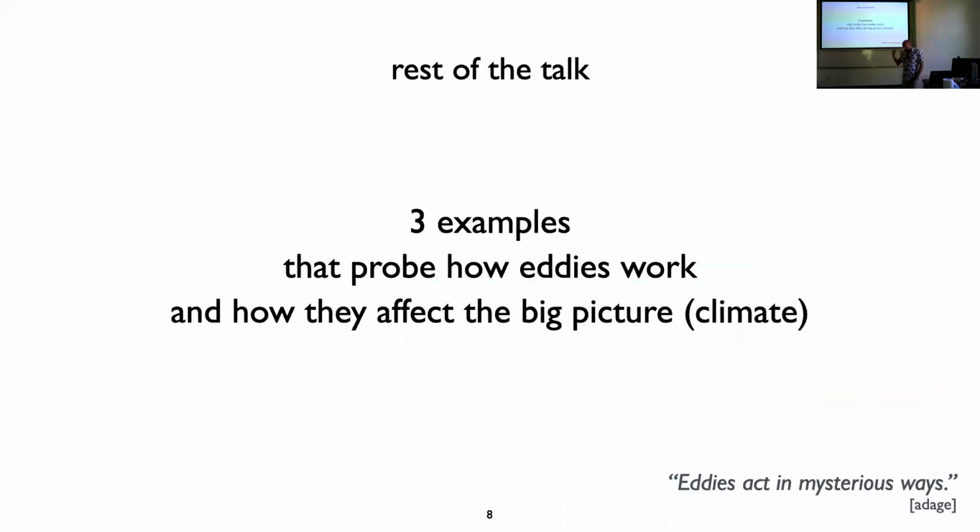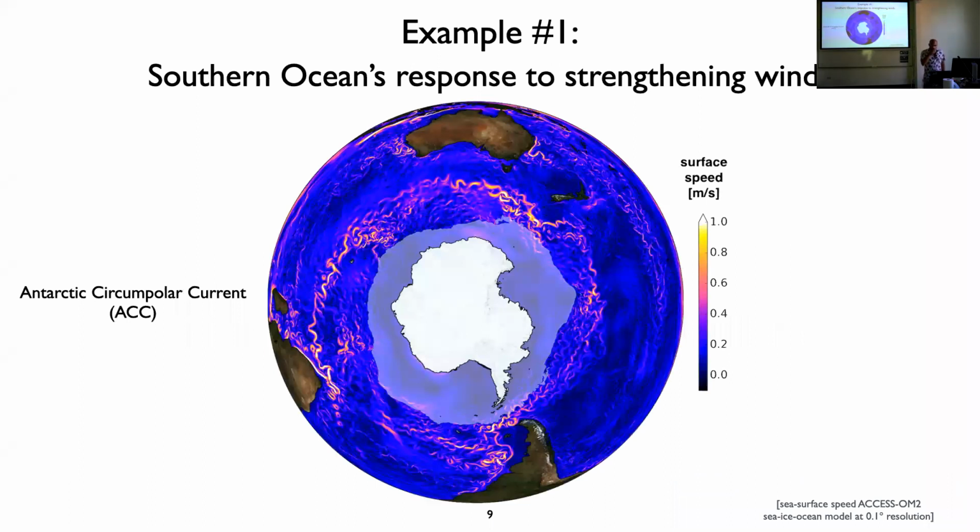So in what follows, I will try to give you two or three examples, hopefully three, if time allows, that will touch on how we go around and try to not have so many headaches. So how we try to understand how eddies work, and then incorporate our understanding into the bigger picture and into understanding how these eddies affect the global ocean circulation and the climate. So I'll start from one example.